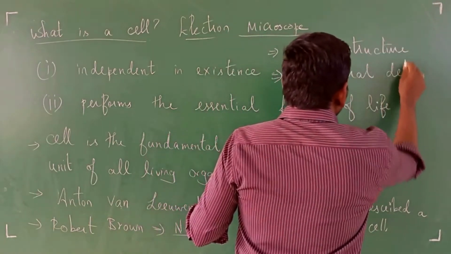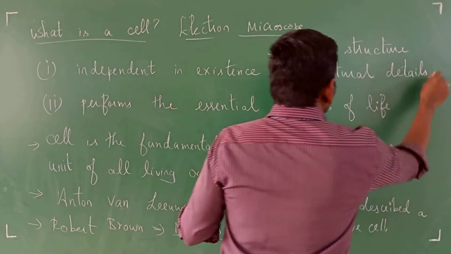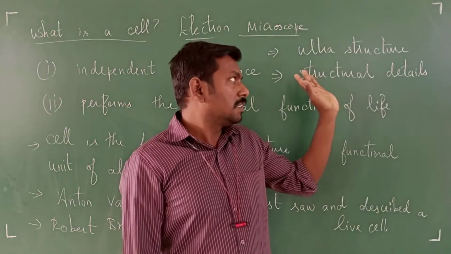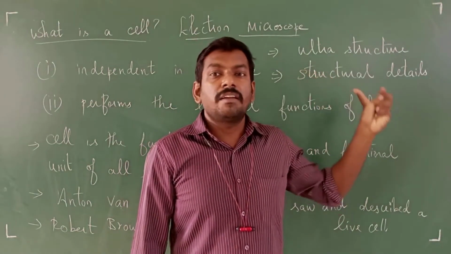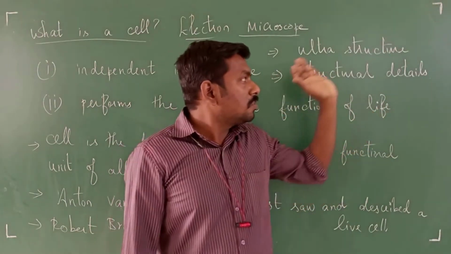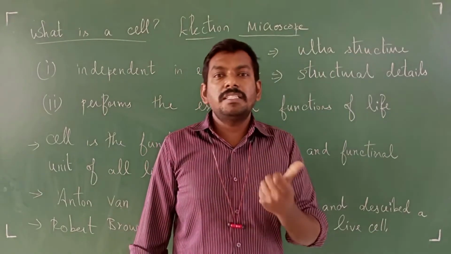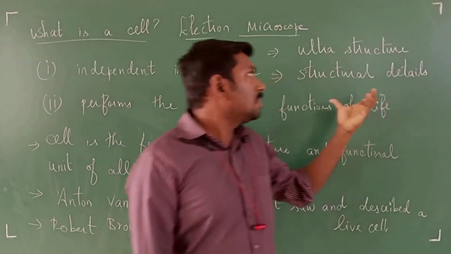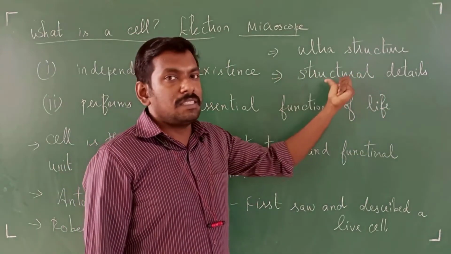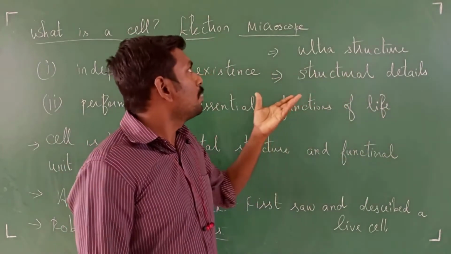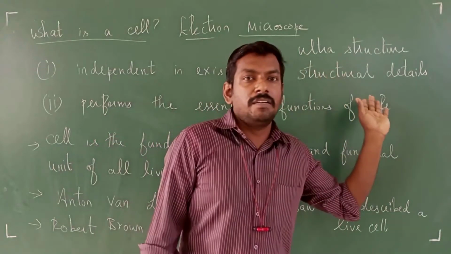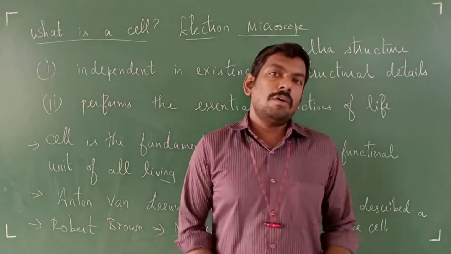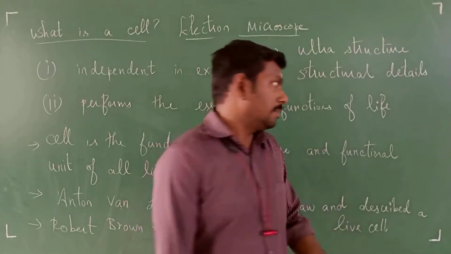What are the structural details in the cell? You can see them with the help of the electron microscope, right? So electron microscopy is the greatest invention in the field of biology. You can see the ultrastructure and the structural details of the cell, because it was one of the greatest inventions, right? Now we are going to see the cell theory.